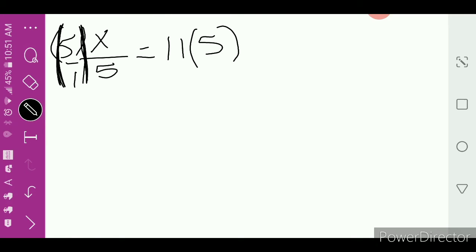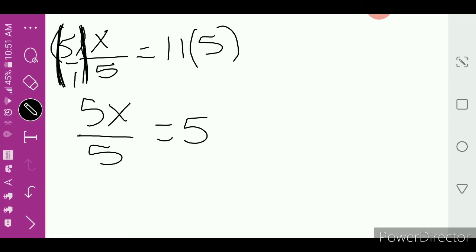So when I go 5 times x, we get 5x. And when I go 1 times 5, I get 5. 11 times 5 is 55. Well, now I see that a 5 can cancel out with a 5. Anything that's being divided by itself is going to go back to 1. So we cross that out, and we're left with 1x is equal to 55.